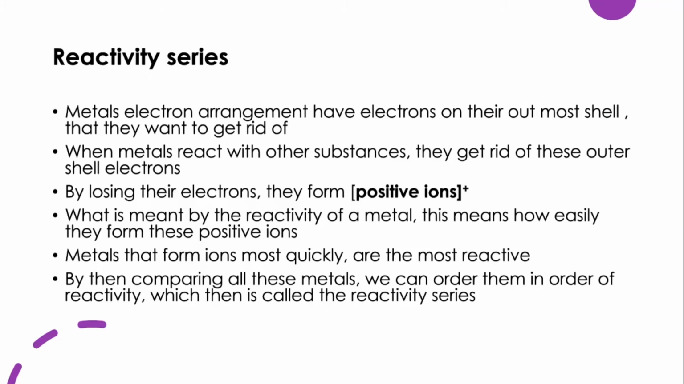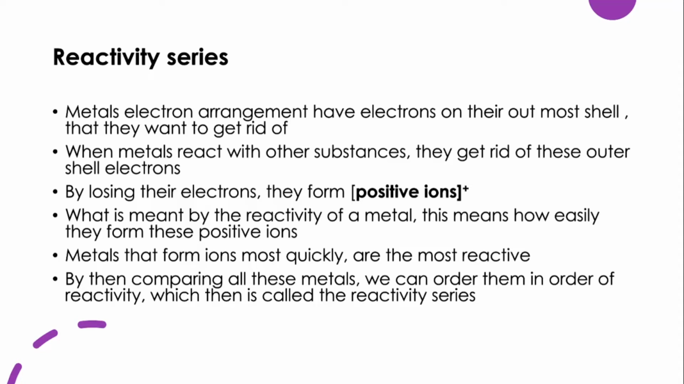So the reactivity series. Metal electron arrangements have electrons on the outermost shell that they want to get rid of. When metals react with other substances, they get rid of these outer electrons. By losing their electrons, they form positive ions. What is meant by the reactivity of a metal is how easily they form these positive ions. So metals that form ions most quickly are the most reactive.